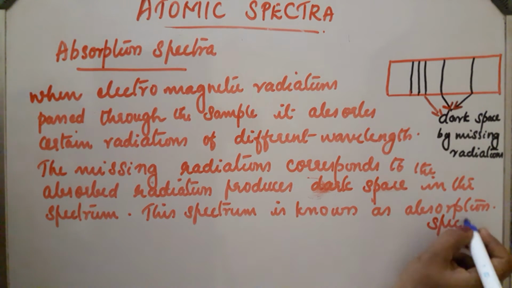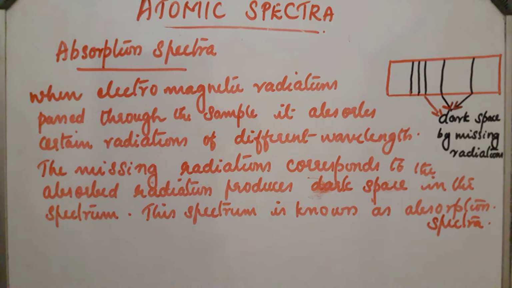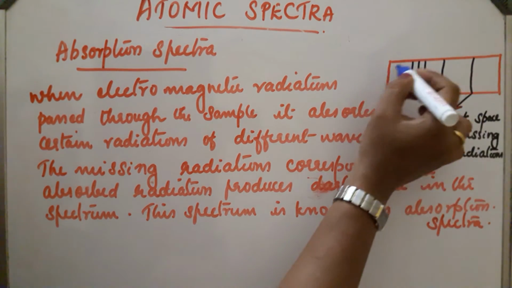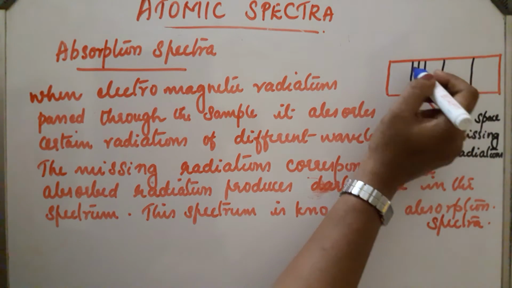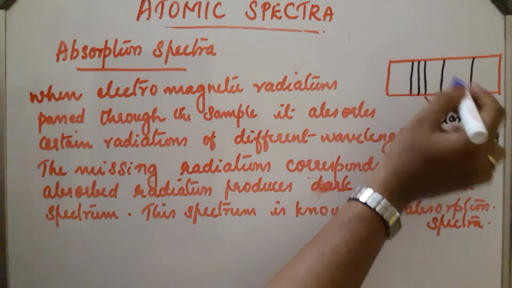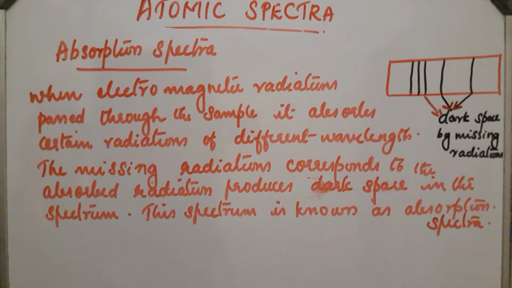Okay, we can observe from the spectrum, these are dark lines, and all the other spaces are colored. Different colors of different bands are obtained, and between all these colors we can see different dark spaces. This spectrum is known as absorption spectrum.